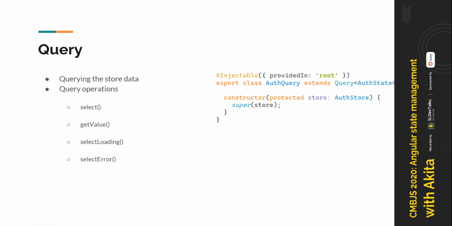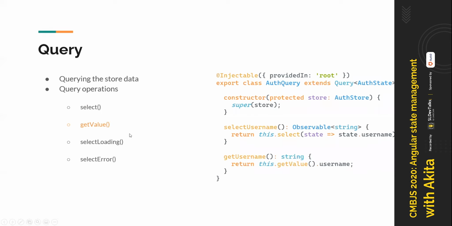So how we can query is we can extend the Akita query class and create a new class called auth query or your state name query. And we can just use the select and get methods. So if you need an observable to get the changes to your component, you can select the state variable as an observable. Or else if you need the raw value, you can get the raw value itself, which is easy.